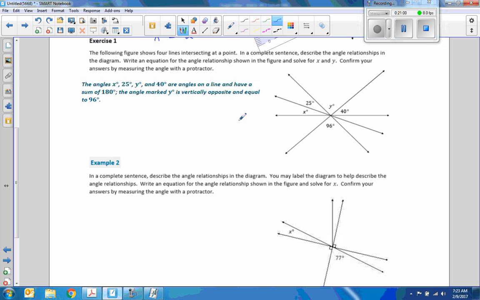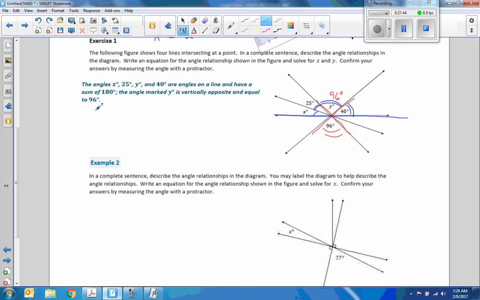Okay, so now this one is saying the angle x, which is right here, angle 25 degrees, which is right here, y, which is here, and 40, which is here, are angles on a line. They form that straight line. So they have a sum of 180 degrees. The angle marked by y degrees, which is here, is vertical to this angle here. It formed an x. So this is 96, y is 96. Okay? So to solve this problem, you have to know vertical angles are congruent and angles on a line add up to 180. Two concepts.